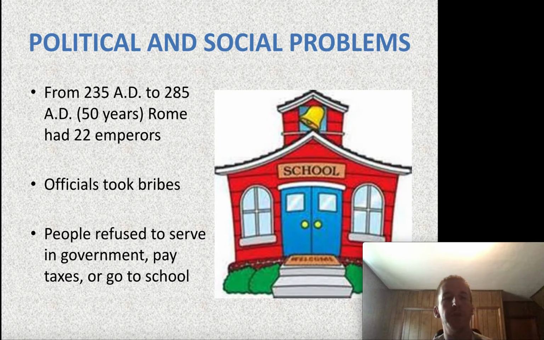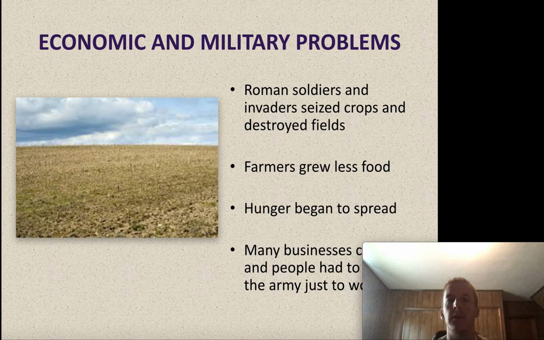From the years 235 to 285, so a 50-year stretch for all you math people out there, Rome had 22 emperors. Officials were taking bribes, and people were refusing to serve in government. They refused to pay taxes, and they even refused to go to school. Roman soldiers and invaders seized crops and destroyed fields. Farmers were growing less food. Hunger began to spread. And basically, we got to the point where there was not enough food for the people of Rome.